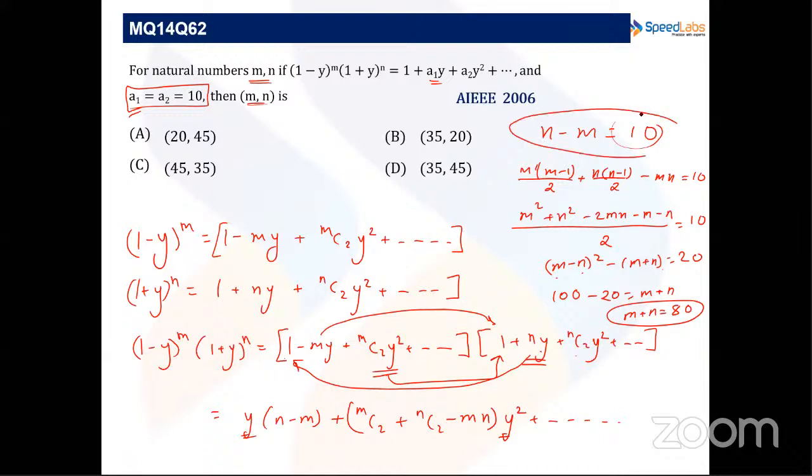So from these two equations, if we add them, then n will be equal to 45, and putting the value of n as 45, m we will get 35. So our option is option number D. The ordered pair is 35, 45. Now moving to the next question.